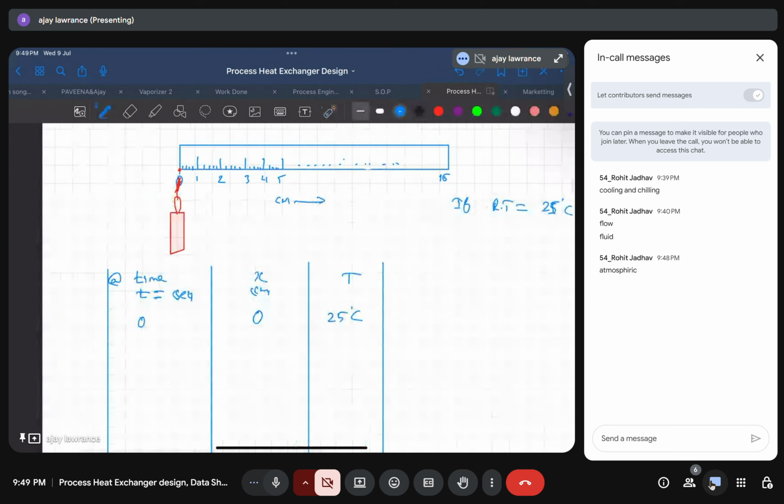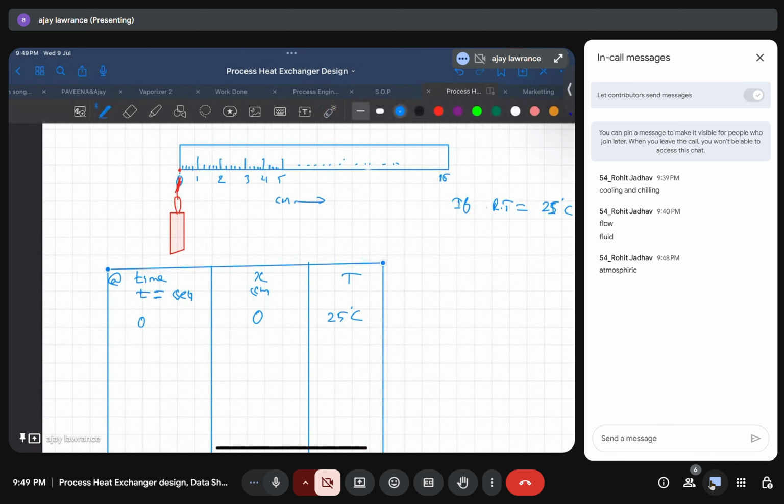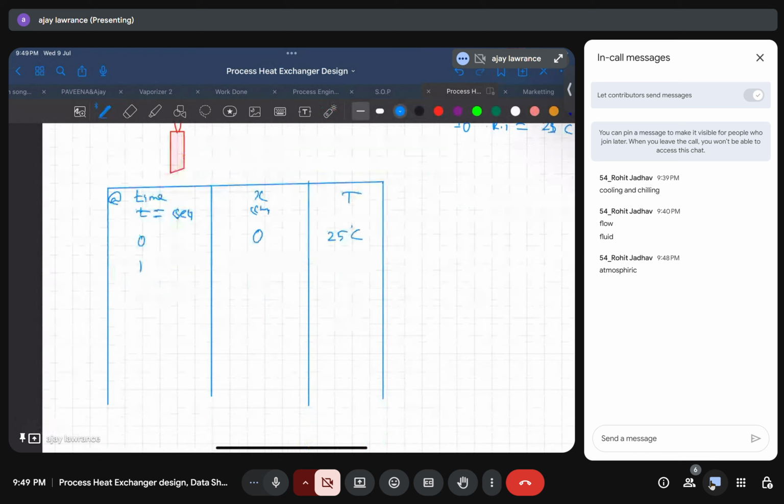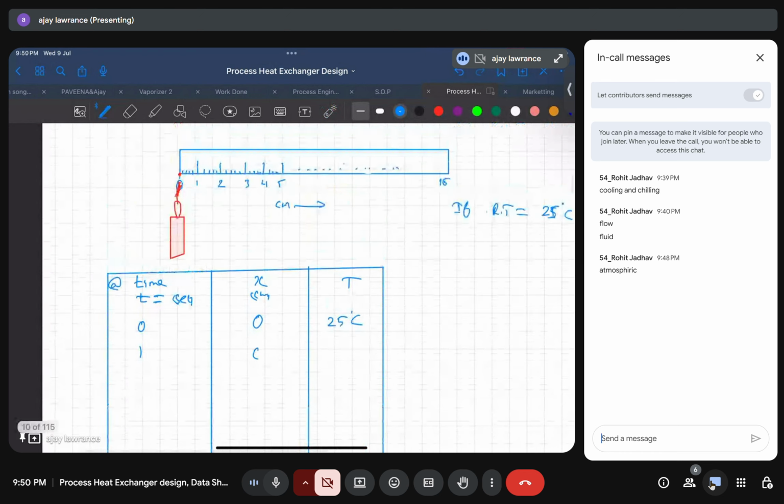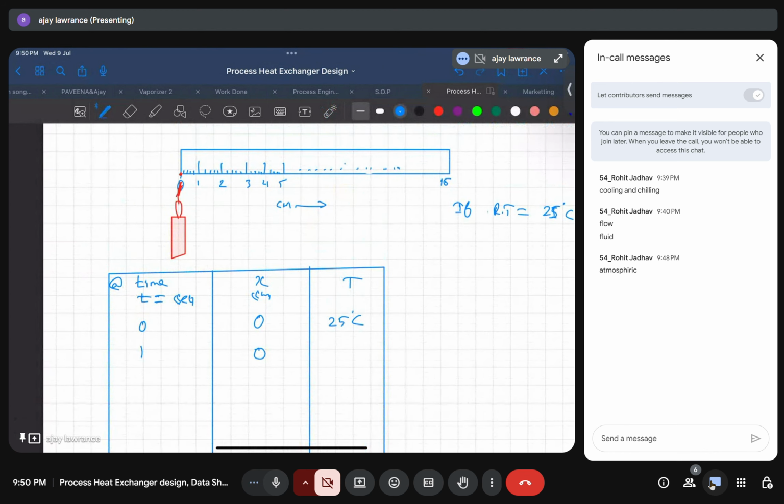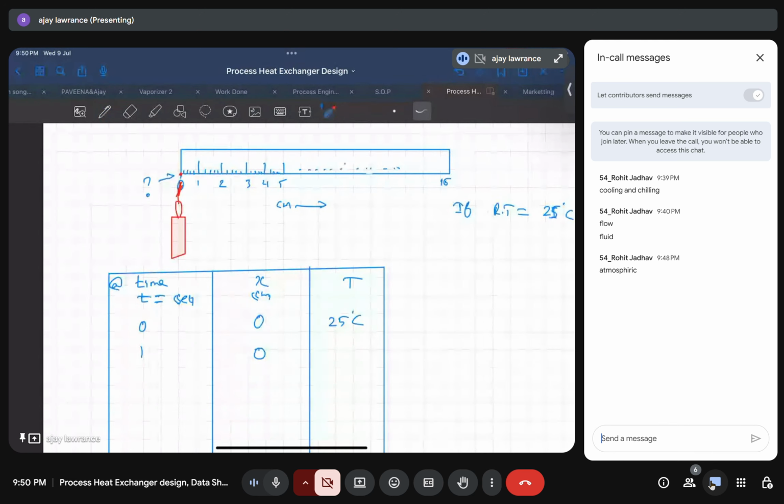Now, my another question. At time t equal to 1 second and at point x equal to 0, what will be the temperature of this point? Any answer? Initially, the heat will be here only. It would not have spread here, but after 1 second, some amount of heat would have spread. So what will be the temperature of this point? Any answer?